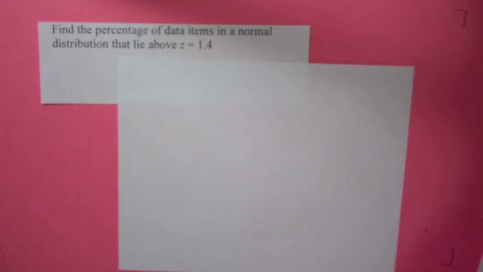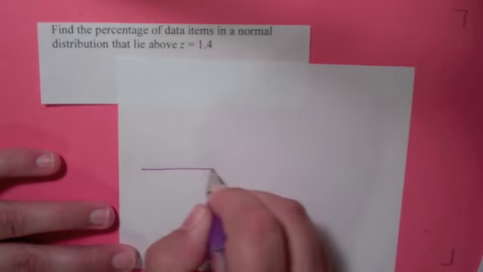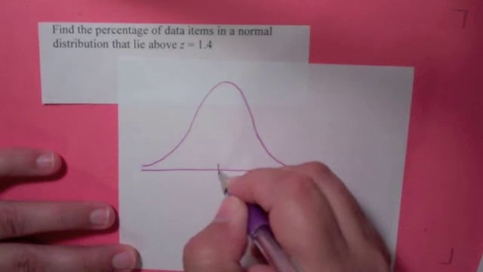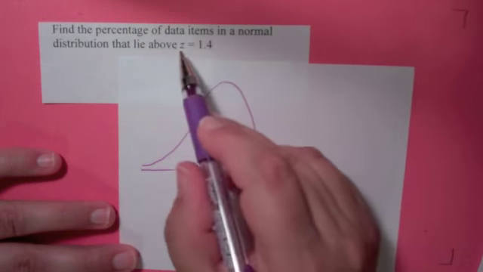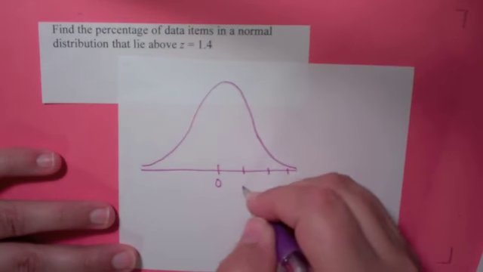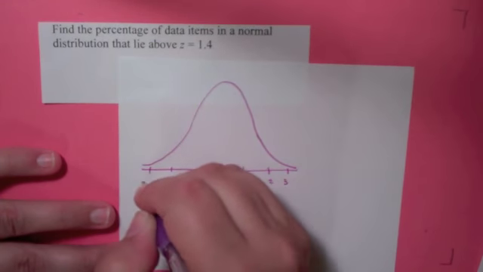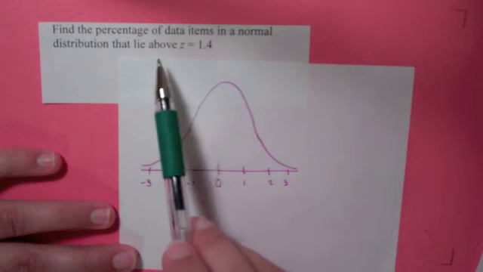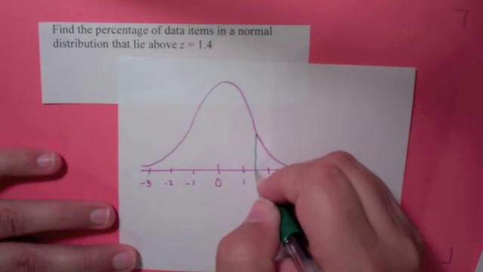Find the percentage of data items in a normal distribution that lie above z equals 1.4. Okay, so hopefully you're getting the pattern here. Always draw your normal curve. We've got z-scores, so I'm going to label it with z-scores. And you don't have to write the numbers every time. I sometimes write them, sometimes don't. All right. I want z equals 1.4, which is right about here.